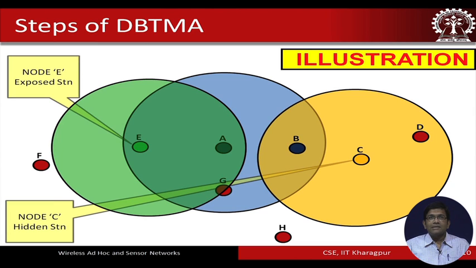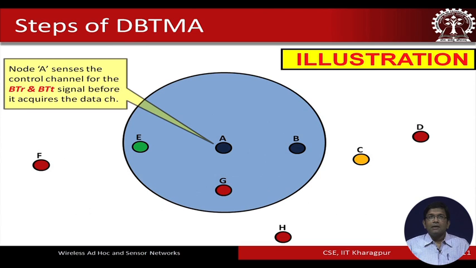Node E in this case is the exposed station and node C is the hidden station, obviously. So, there is no doubt about it. Node A senses the control channel for the BTR and BTT signals before this particular node acquires the data channel. Okay. So, it senses the BTR and the BTT signals on the control channel before actually sending the data over the data channel like this.